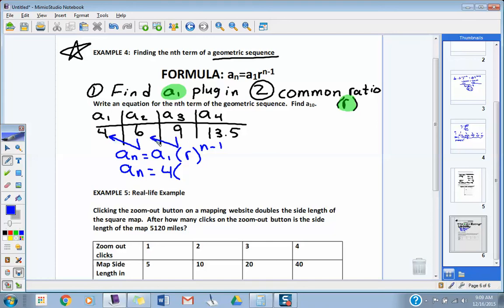All right, one last question. What do you think I want you to check finally again? 13.5, divide that by 9. See where you're at. 1.5. So what's your common ratio in this? 1.5.